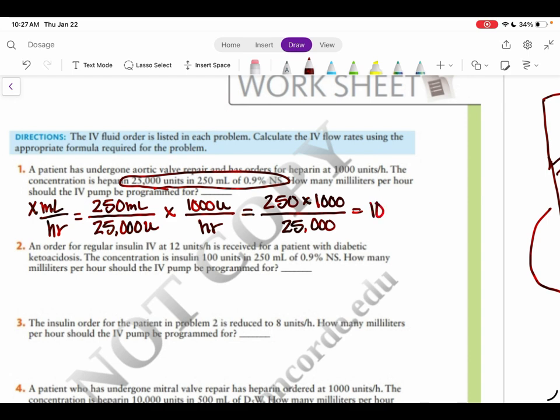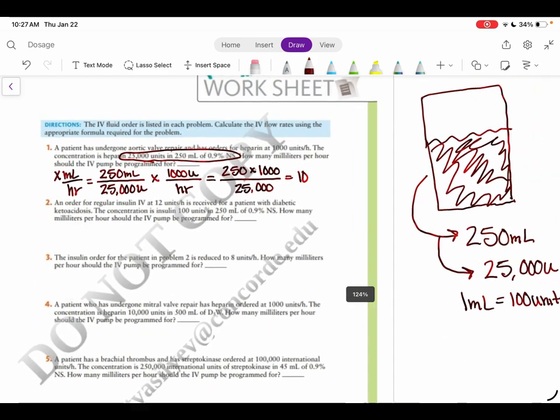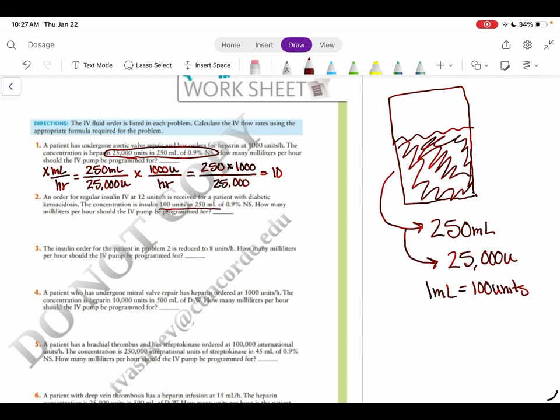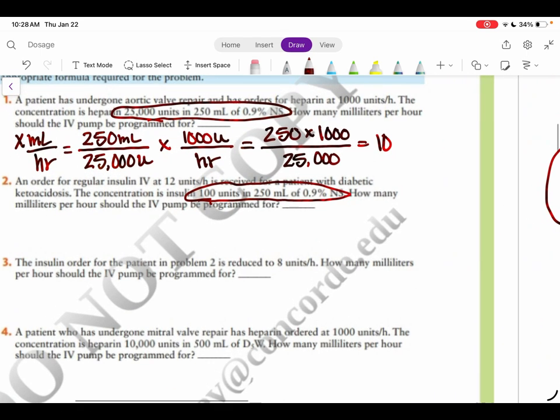Okay, let's do another one. Number 2, looks like we have insulin now, but the same concept applies. So again, if we look at this, you have your bag. It's full of liquid. That liquid is 250 milliliters, which is the same thing as 100 units in this case, of insulin, okay? So we're gonna start with X milliliters per hour.